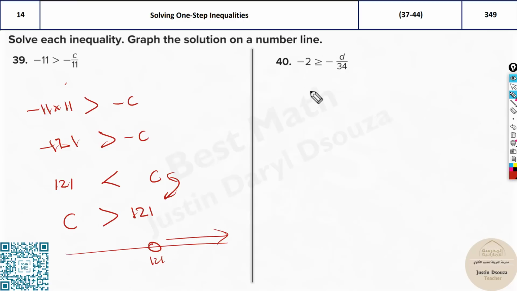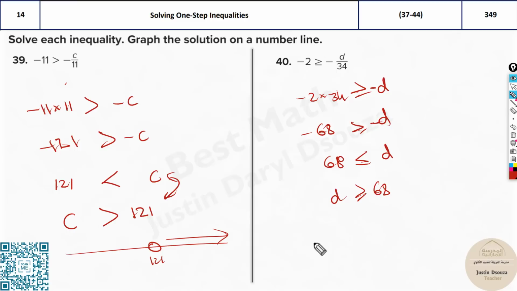Here as well, it will be minus 2 times 34 only, greater than or equal to minus d. 34 twos will be 68 negative, greater than or equal to minus d. Let's remove the negative signs. The sign flips, the inequality flips, sorry, and the signs are dissolved. It becomes positive and positive. So d is greater than or equal to 68 here. What about the graph? Wherever 68 is there, it should be greater than or equal to. So that would be the answer.